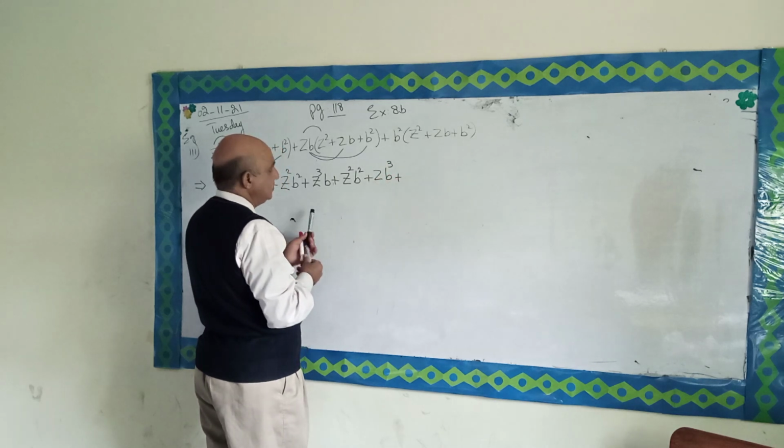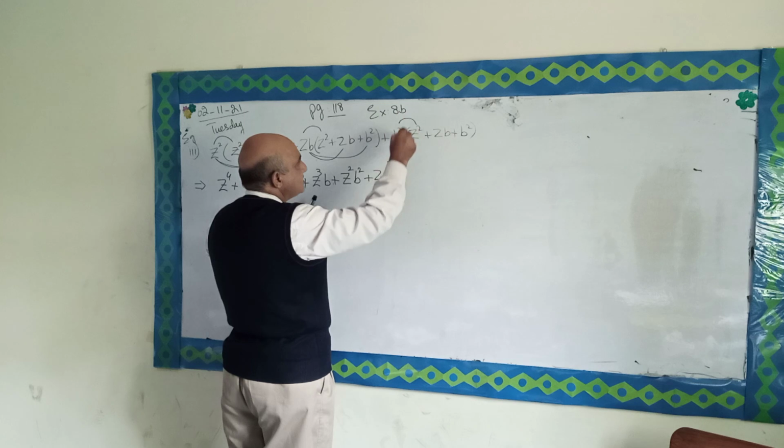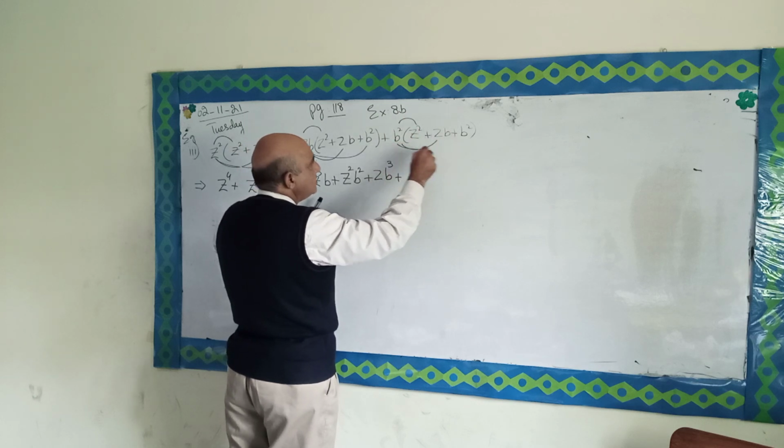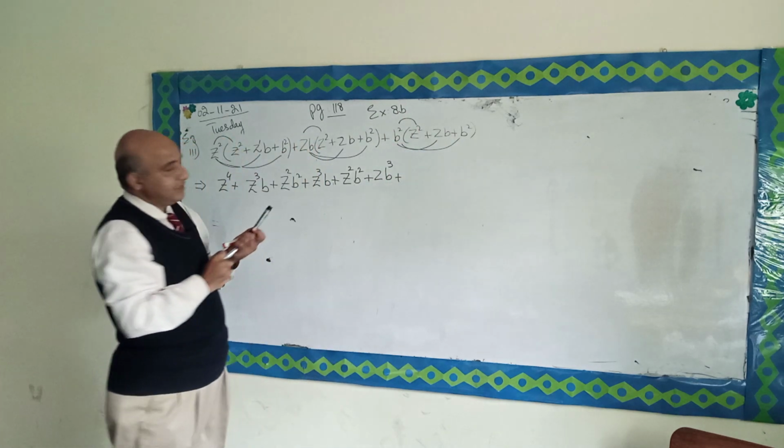Now what happens here? Here we multiply b square by z square, b square by zb, and b square by b square.